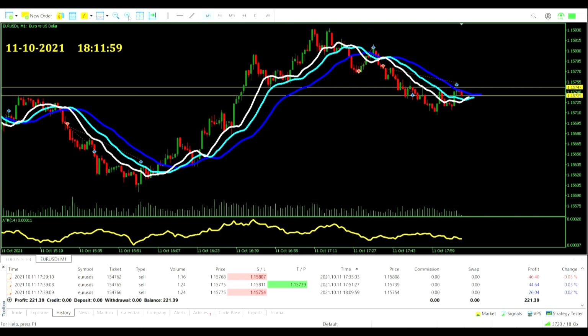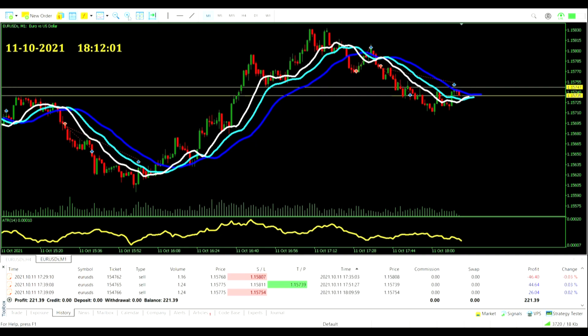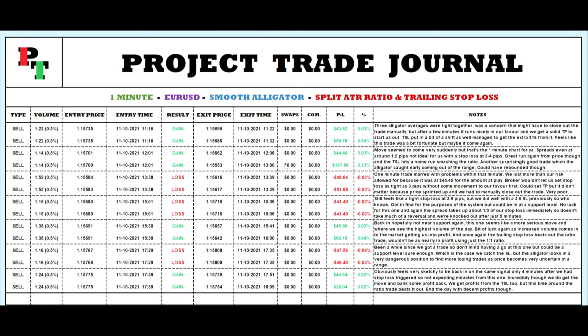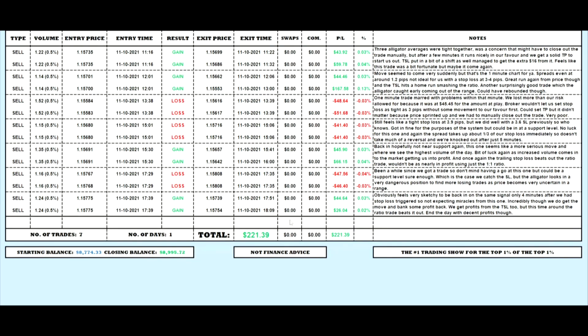Let's just have a look at how the strategy is going from the perspective of the journal. There is our journal. You can see the 7 trades, 4 gains and 3 losses. More out of the gains than the losses. The creme de la creme there, $167.58 from that one. But even when we subtract that, still pretty well done.